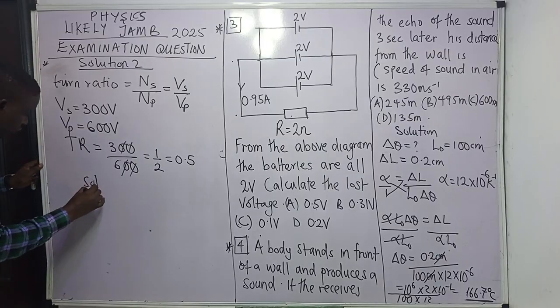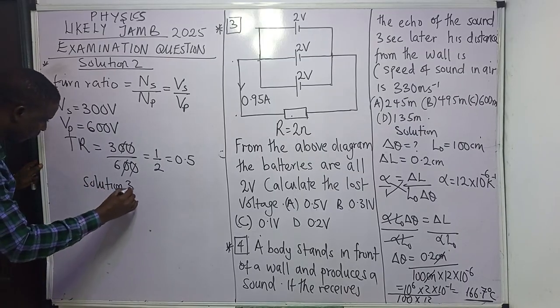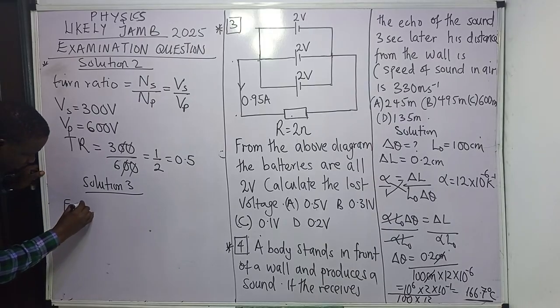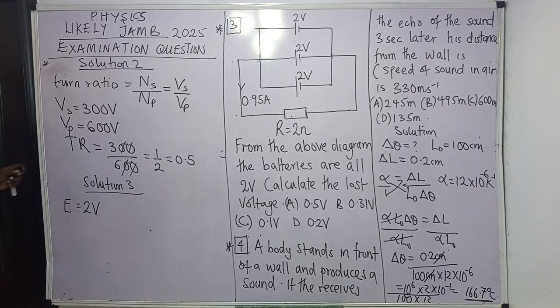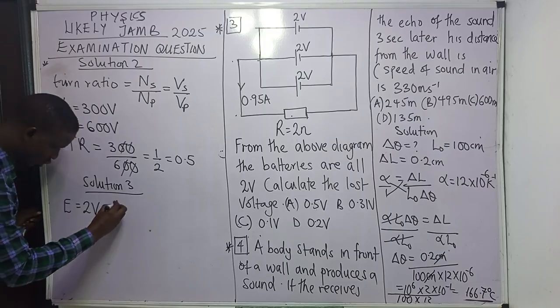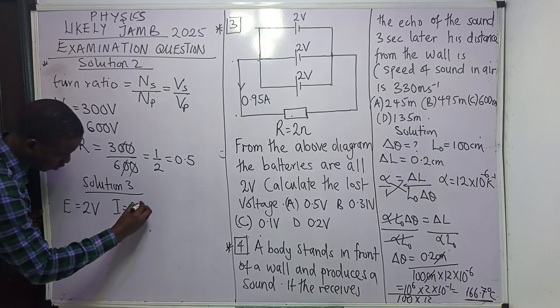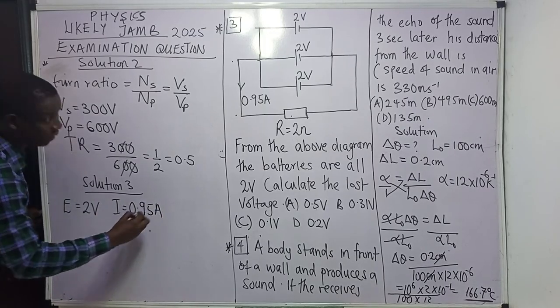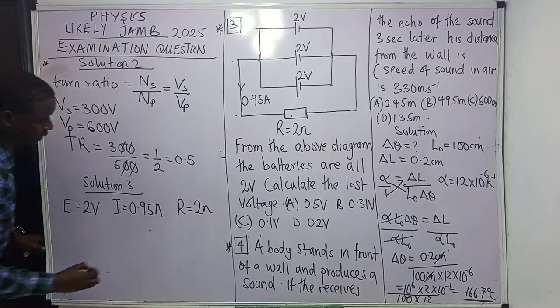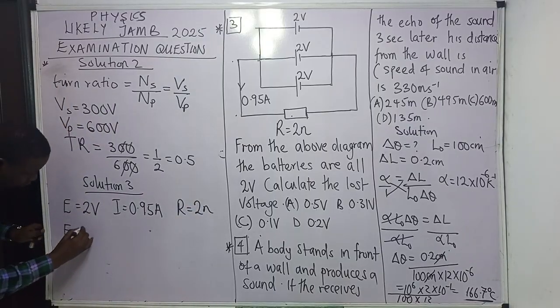So, solution: we have the EMF, electromotive force of the cell, to be 2 volts, which is the total energy required to move a charge through an entire circuit. We have the current equal to 0.95 ampere, and we are given the external resistor to be equal to 2 ohms.